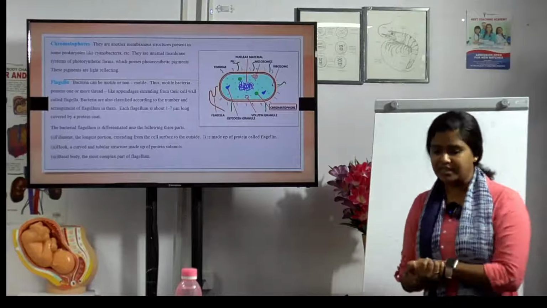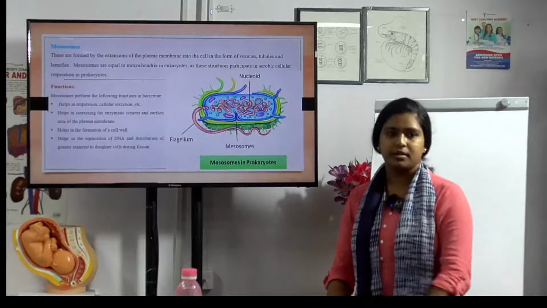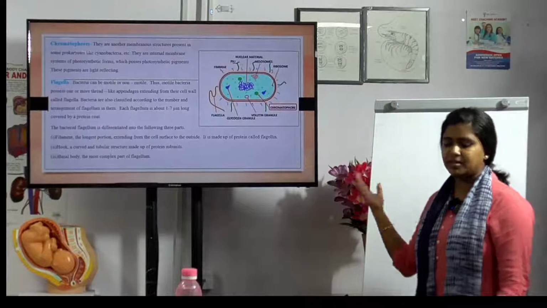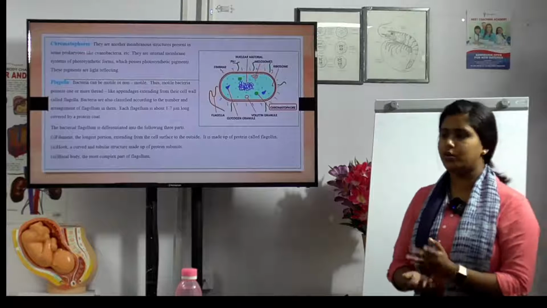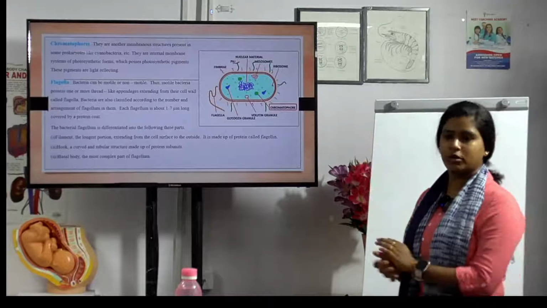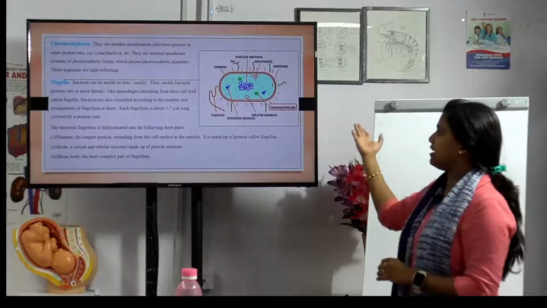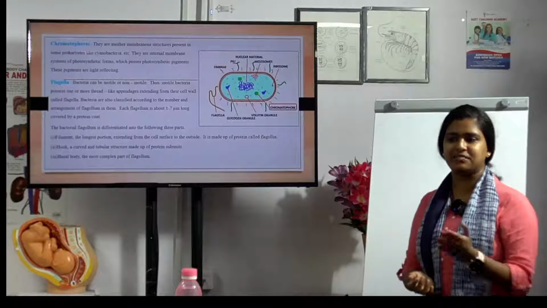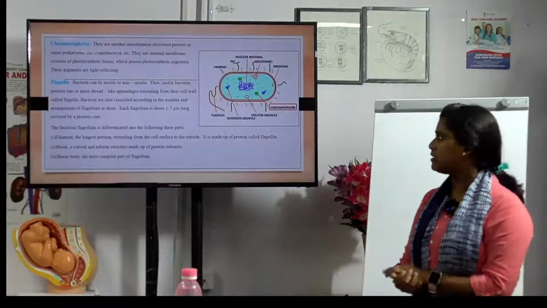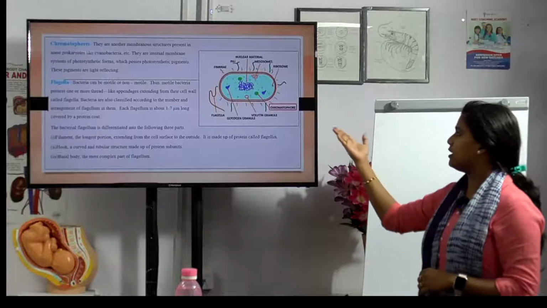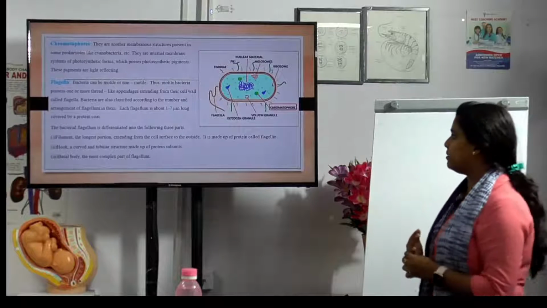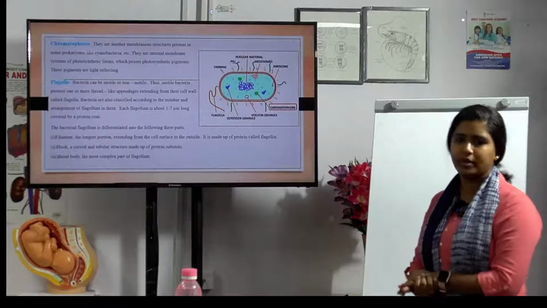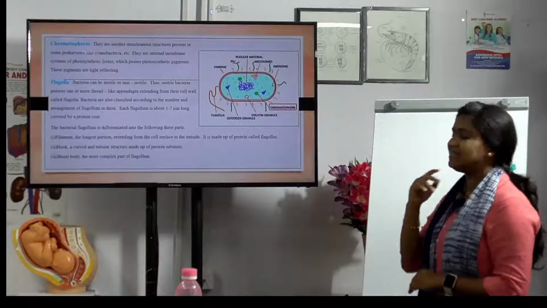And what are flagella and pili? Yes, external projections. But not all bacteria must have flagella; they can be motile or non-motile also. The flagella are appendages extending from the cell wall. It is classified according to the number and arrangement of the flagellum. Each flagellum is about 1 to 7 micrometer long and covered by a protein coat. Okay, these are the different parts in a flagellum.